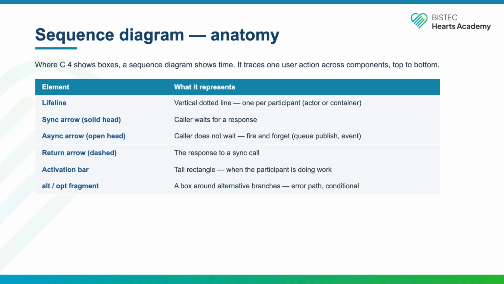An activation bar, a tall, thin rectangle on the lifeline, showing when the participant is doing work. And alt or opt fragments, boxes around alternative branches like an error path. 6 elements. That covers most flows you'll ever draw.